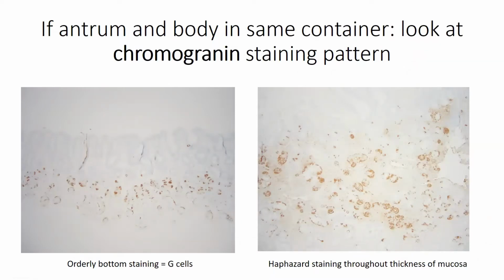The other thing you can do is look at your chromogranin staining pattern. If your biopsies from both the antrum and the body are in the same container, on your gastrin and on your chromogranin staining pattern, your G cells are going to be arranged in a very orderly bottom heavy fashion in the real antrum, while your atrophic gastric body is going to show this haphazard staining throughout the thickness of the mucosa. And this is indicative of your ECL cell hyperplasia. So ECL cell hyperplasia will never look as orderly as this. It's always very haphazard throughout the entire thickness of the mucosa, not only limited to the bottom half of the mucosa.